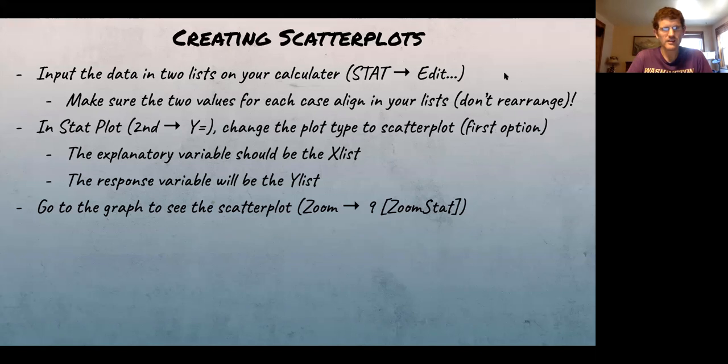For your X and your Y list, the X should be your explanatory variable. In this case, that's going to be weight in motion. Your response variable will be the static weight. And once you've got that, you can just hit zoom 9. Remember, 9 is zoom stat. So it's going to zoom right to your scatter plot when you do that.